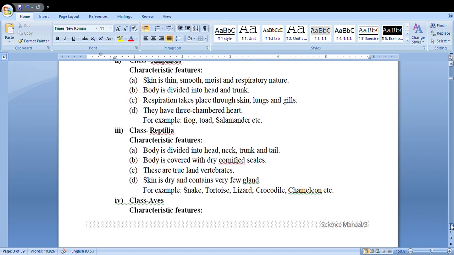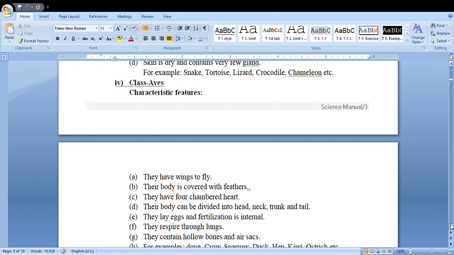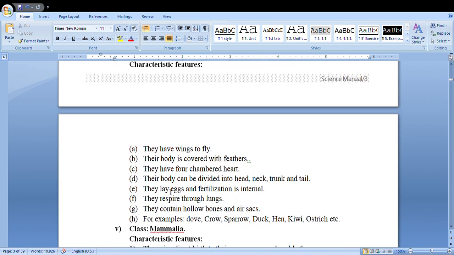Next class is Aves. Characteristic features: they have wings to fly, body is covered with feathers. They have four-chamber heart, two auricles, two ventricles. Their body can be divided into head, neck, trunk, and tail. They lay eggs and fertilization is internal. They lay eggs means they are oviparous. They respire through lungs. They contain hollow bones and air sacs. For example, dove, crow, sparrow, duck, hen, kiwi, ostrich, etc.